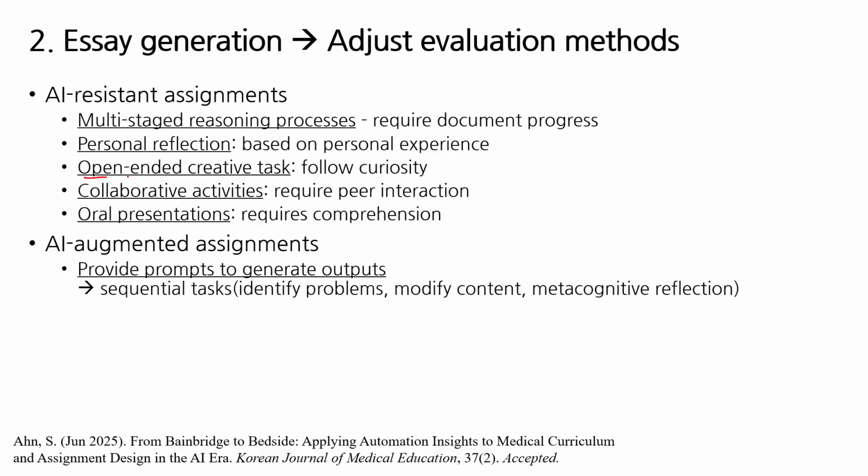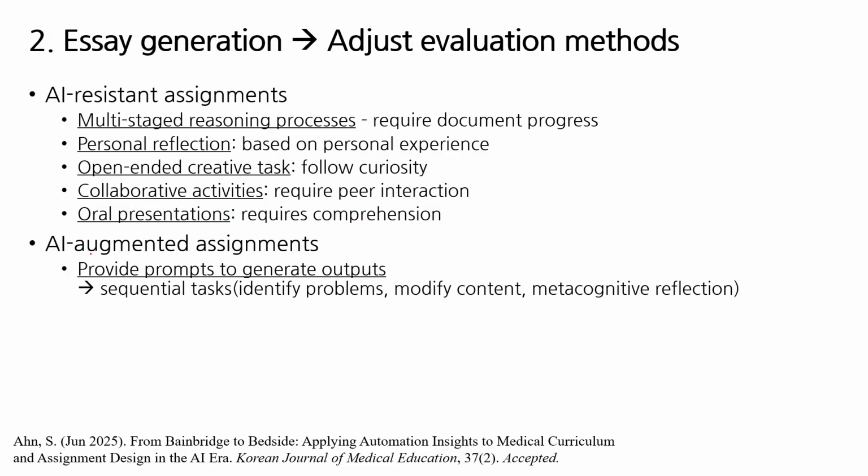The next type is some open-ended creative task. Follow your curiosity. So in this type, the students are less incentivized to automate everything because it's about what you are curious about. The next are collaborative activities that require peer interaction and oral presentations. In case of oral presentations, even though you can generate the script using AI, you still have to understand the contents in order to speak out in your own words.